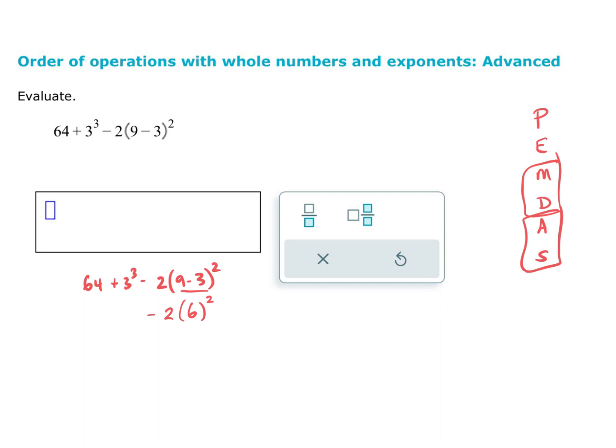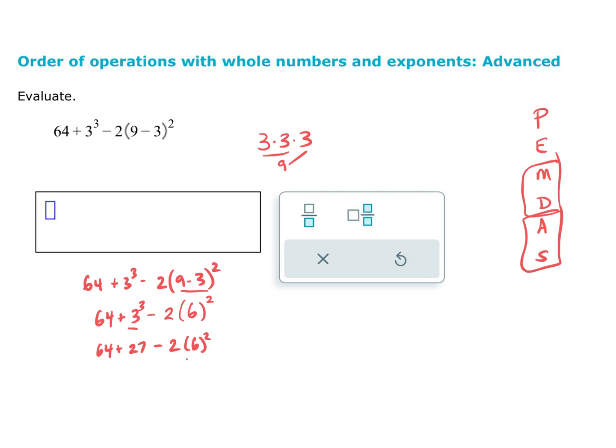So now I'm going to finish rewriting everything else. I do see an exponent next. I don't really have an operation in the parentheses, so I'm finished with the parentheses. I'm going to exponents, and I'm going to do those from left to right. So even though there's more than one, I'm doing it from left to right. There's 3 cubed. 3 cubed means 3 times 3 times 3. That would be 9 times 3, which is 27. Rewriting everything.